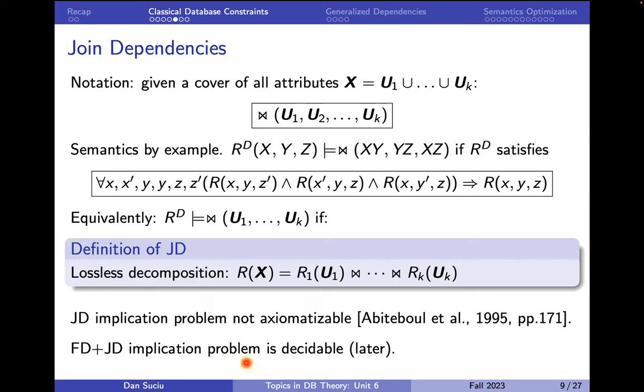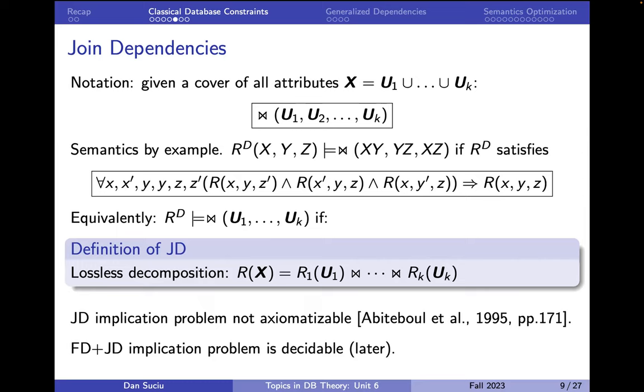Okay. But the second statement says that even if you add functional dependencies to your logic, to your set of constraints, then the implication problem is still decidable. But isn't that kind of easy? If you can decide JD, you just test which JDs are not FDs, right?